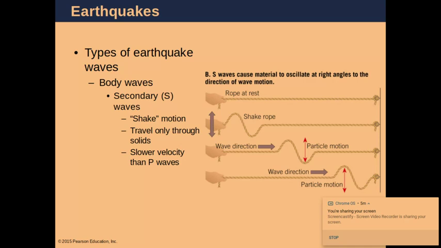So the S wave is up and down. You can see this travels through a series of crests and troughs. The crest is the top of the wave, and the trough is the bottom of the wave. So secondary waves or S waves travel this way. So particle motion there is up and down.